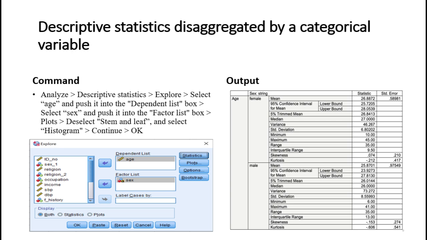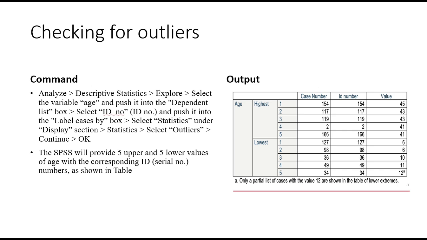Next, Plots, next. Deselect stem and leaf, and select histogram, next. Continue, next. OK. Output.